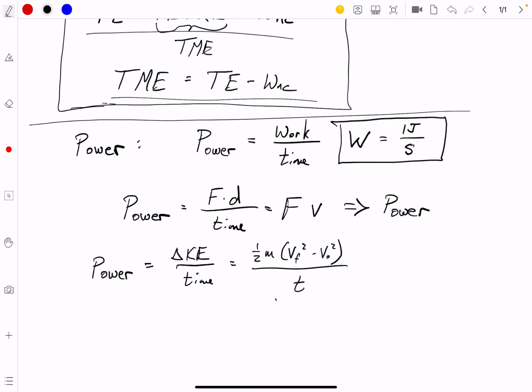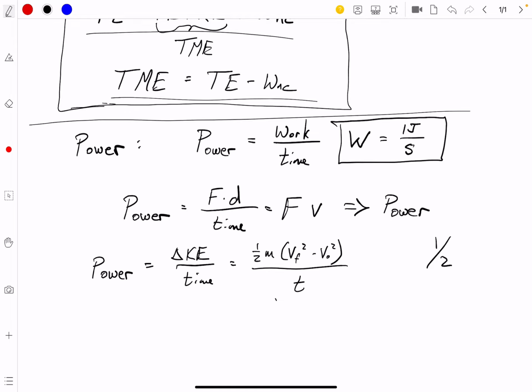I don't know why I have the 1/2 crossed out. Why am I crossing out the 1/2? Oh, it's not a crossed out 1/2. I'm writing my 1/2 like this. Okay, good. Man, thank God. That didn't make sense to me.